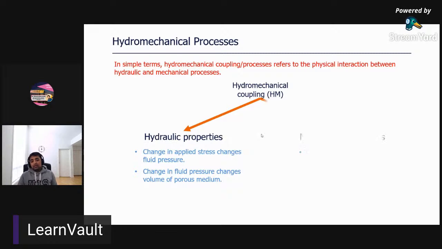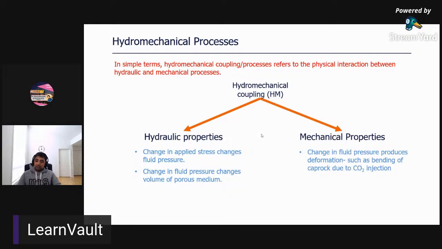properties. But when this change in fluid pressure produces deformation, such as if it starts deforming the cap rock, it can lead to a bending of the cap rock or it can lead to a fracture, because that might induce permeability changes. If there is a fracture, the permeability of the cap rock would increase. And when you start accounting for those kinds of deformation, those are called mechanical properties. So the combination of both, where a fluid pressure change leads to pore volume expansion, and then pore volume expansion leads to permeability changes, the combination of all these things is called hydromechanical coupling.